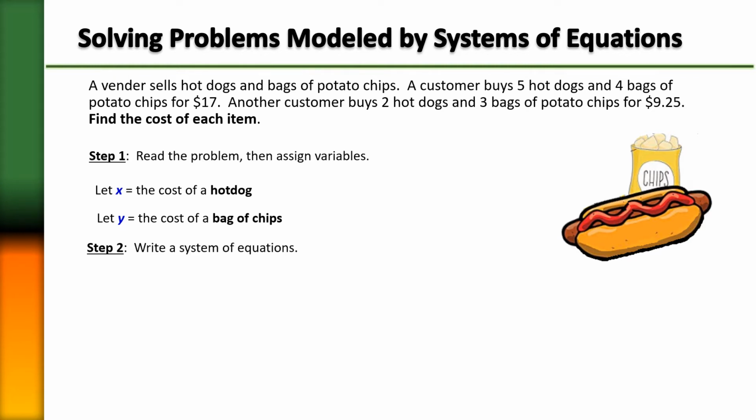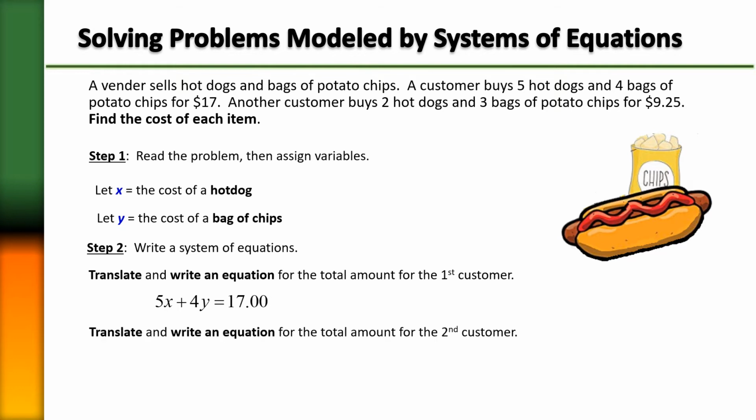The next thing we're going to do is to set up our system of equations. So write our equations. Translating the first customer, that customer bought 5 hot dogs. Remember, hot dogs is X, so that would be 5X, plus that customer also bought 4 bags of chips. And remember, chips is Y, so that's 4Y. And that equaled $17.